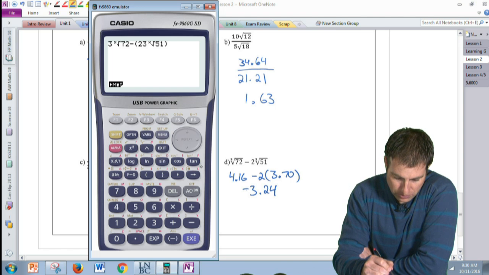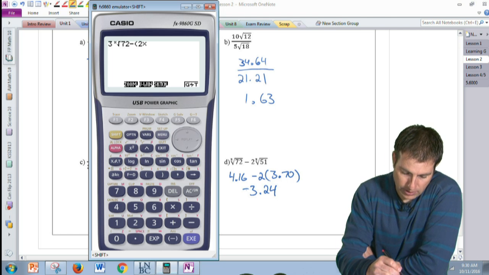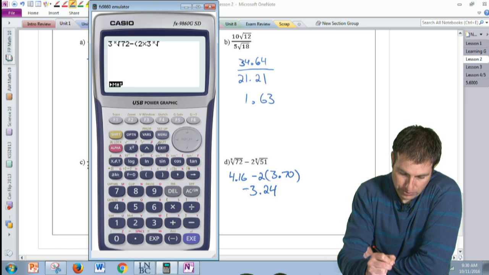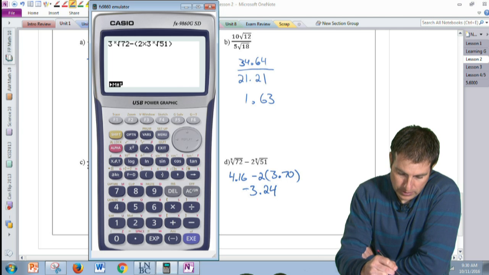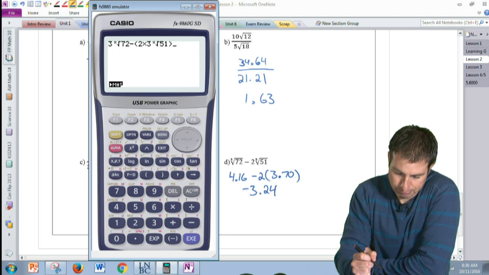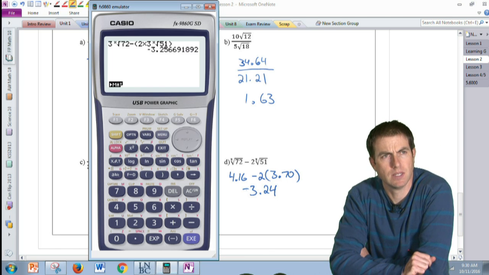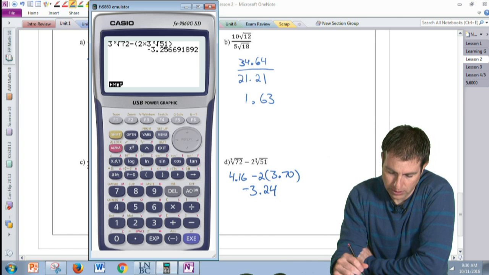So I wonder if I backed up a little bit. I wonder if I went 2 times, and then I did the 3 root 51. Yeah, that works to be the same. So you just got to watch how you're entering these things in your calculator.